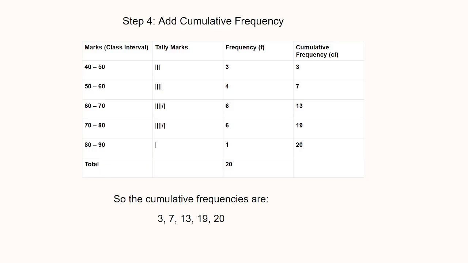Cumulative frequency shows the total number of observation up to a particular class interval. For example, students scored less than 60 marks, that is 7. Students who scored less than 70 marks, that's 13.